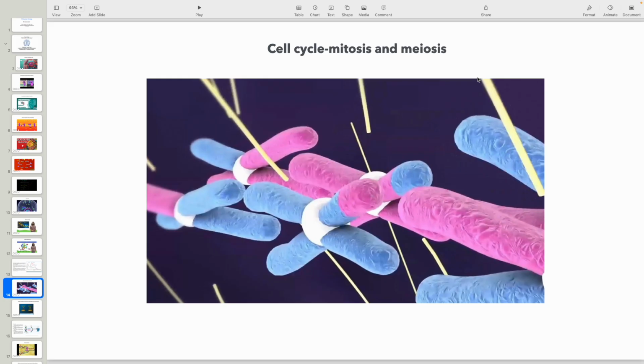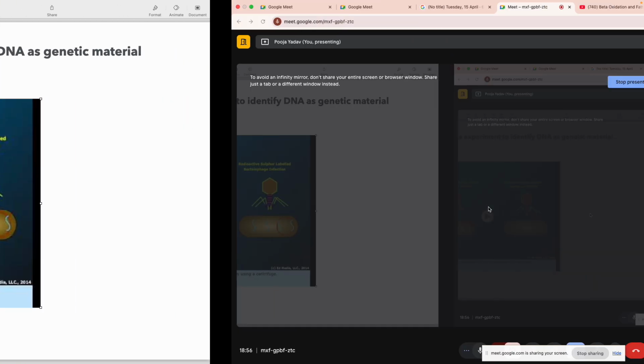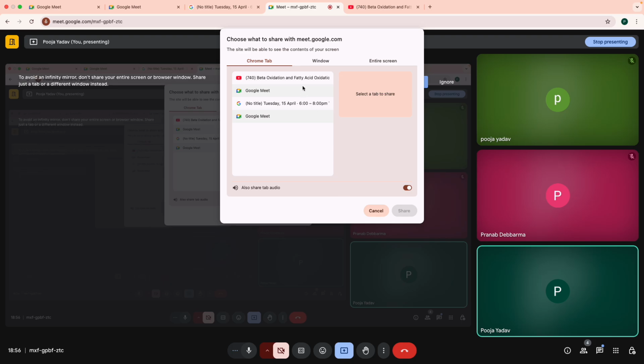So then we have cell cycle, mitosis and meiosis. Then Hershey and Chase, how they confirmed that DNA is the genetic material. Yeah, so we can go through this. Yes, we'll do this, the Hershey and Chase experiment. Yes, sure.